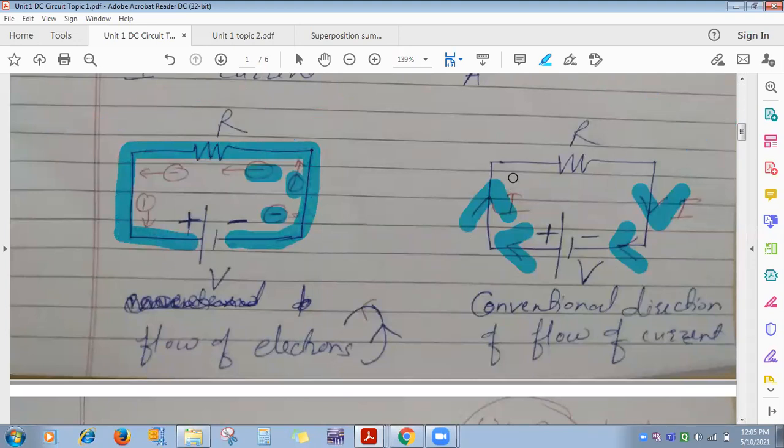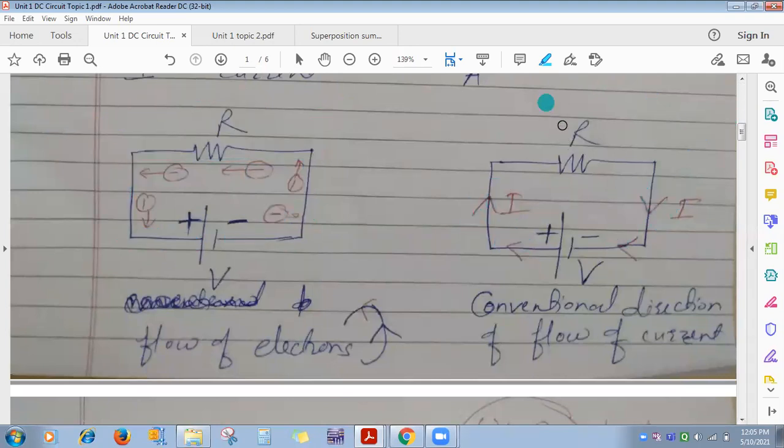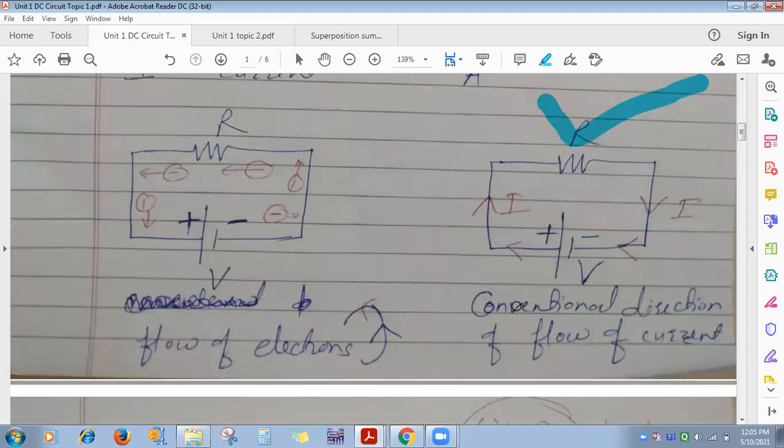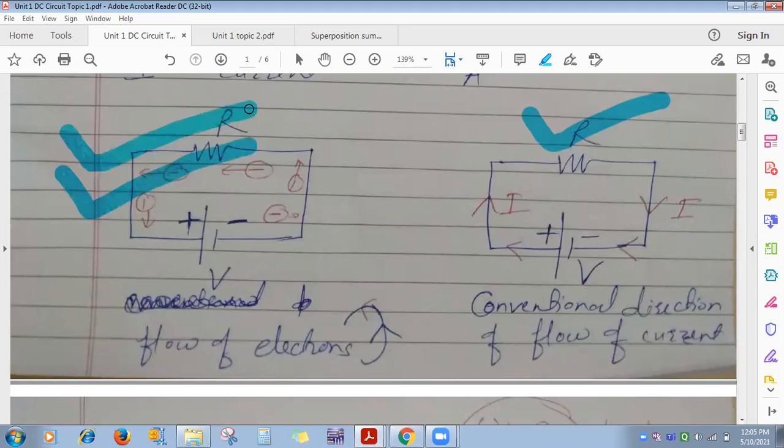That's why what is there on your right hand side is called the conventional direction of flow of current, which is opposite to the flow of electrons. So whenever we find unknown parameters, we will use this one only, which is opposite to the flow of electrons. And you can use this one also.